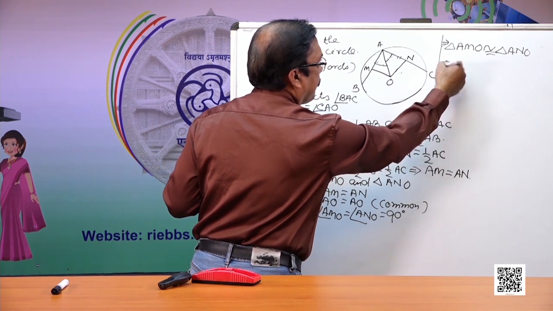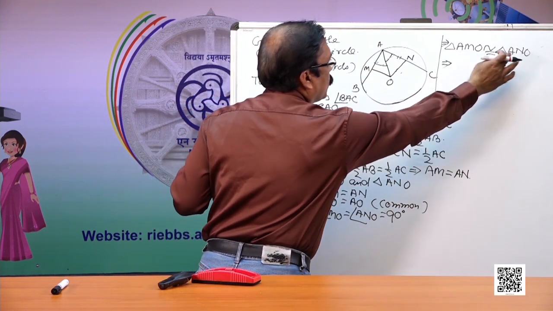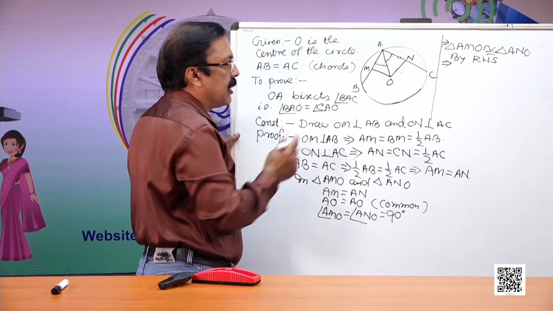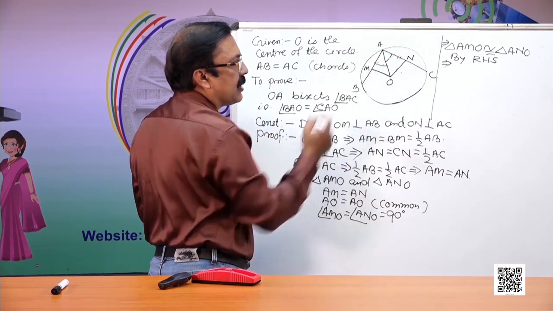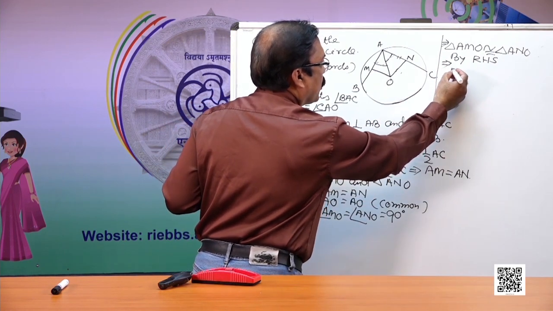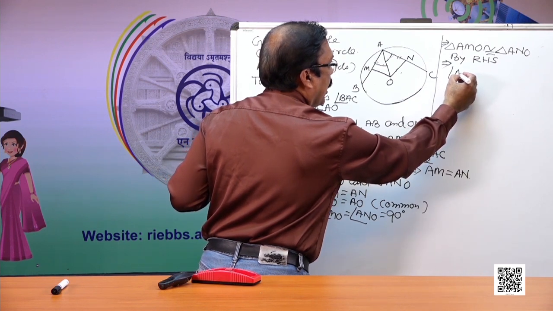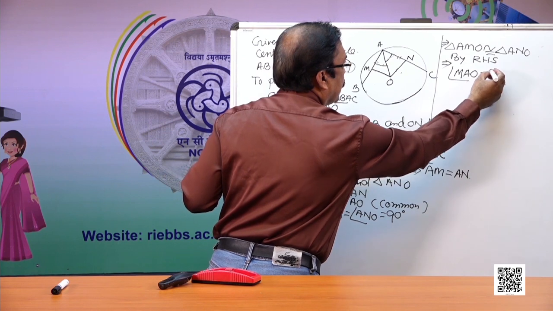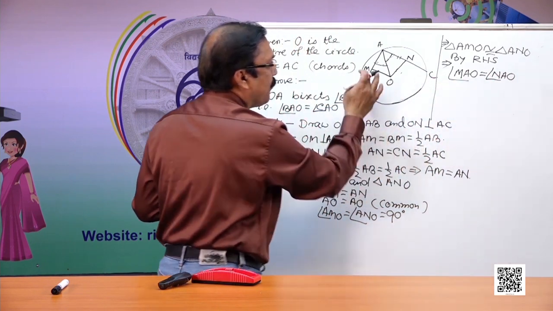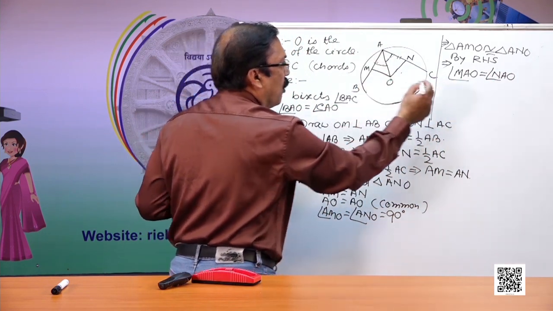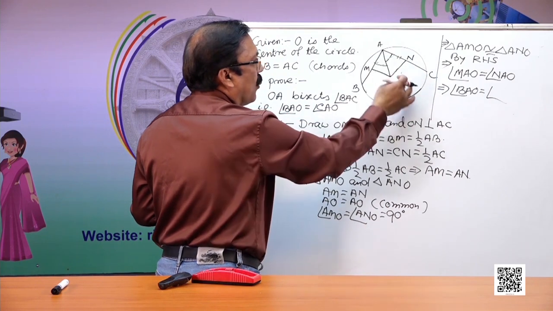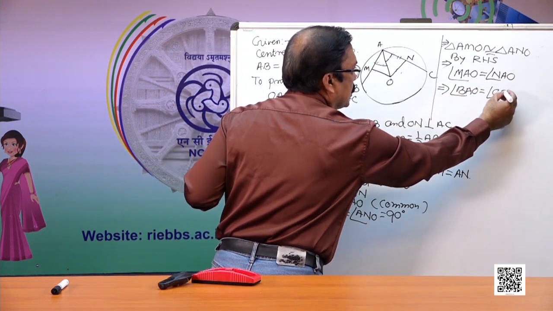As these two are congruent by RHS congruency, that is right angle, hypotenuse and side congruency, their corresponding parts are equal. So we can write angle MAO is equal to angle NAO. And MAO is the same as BAO, so we can write angle BAO is equal to NAO, which is the same as angle CAO.